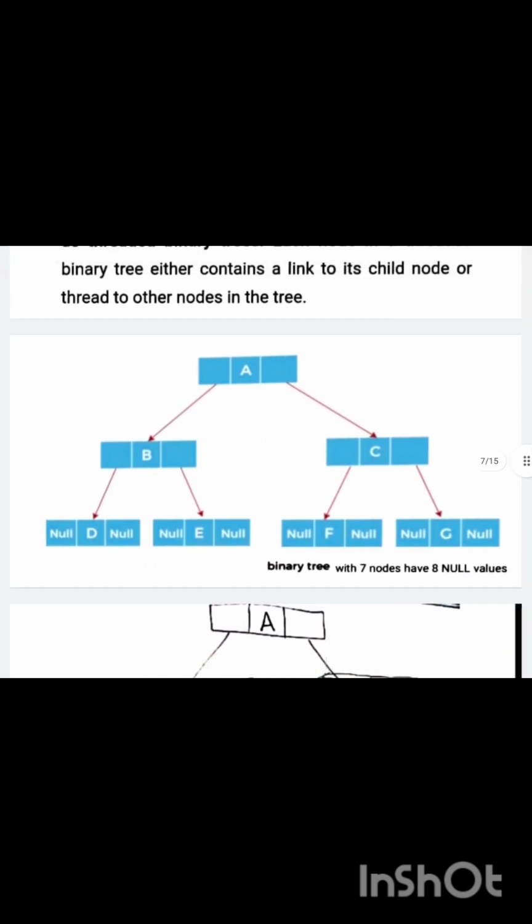So this is an example of a binary tree where the root is A and it has left and right children B and C. B has a left child D and a right child E. C has a left child F and a right child G. So this is a normal binary tree.